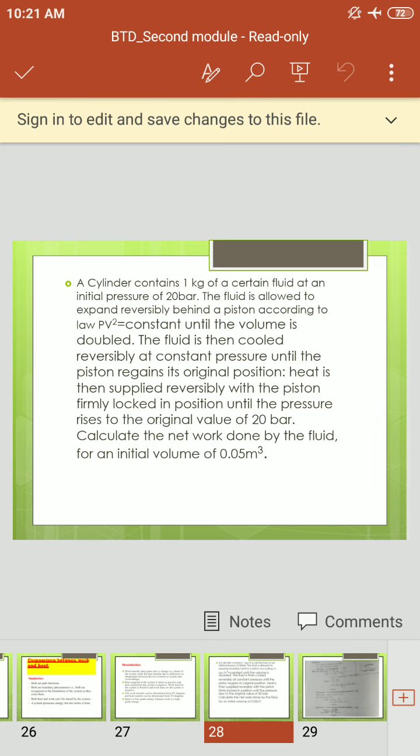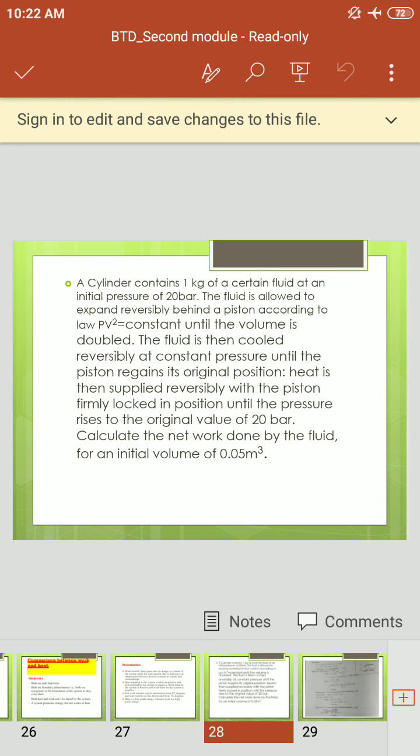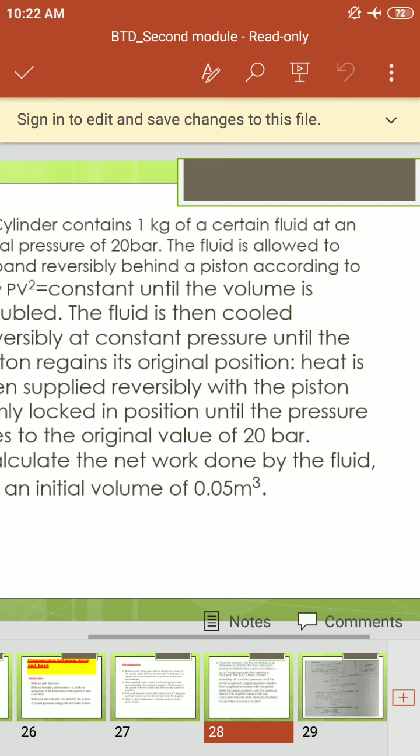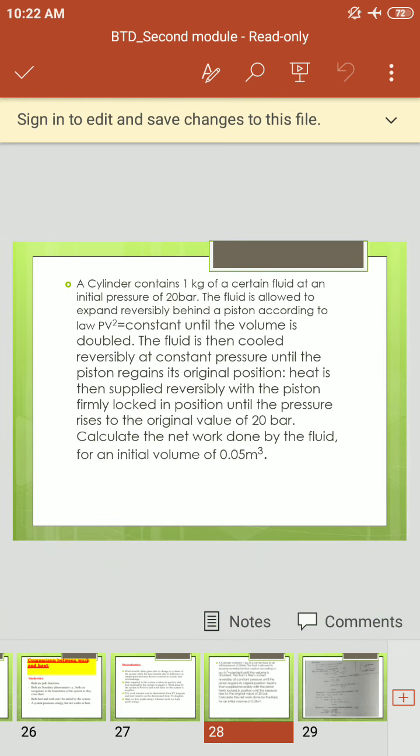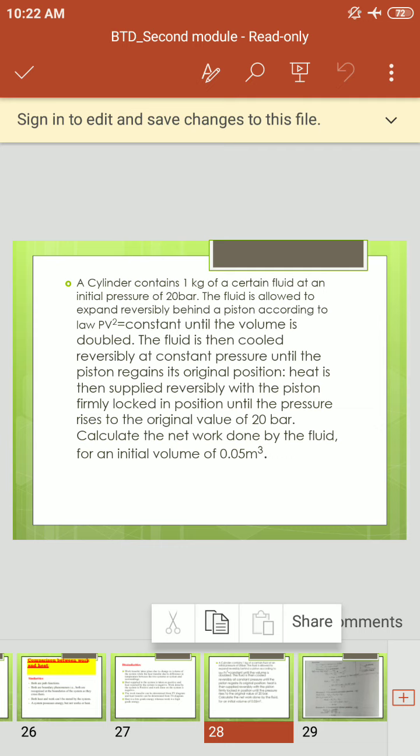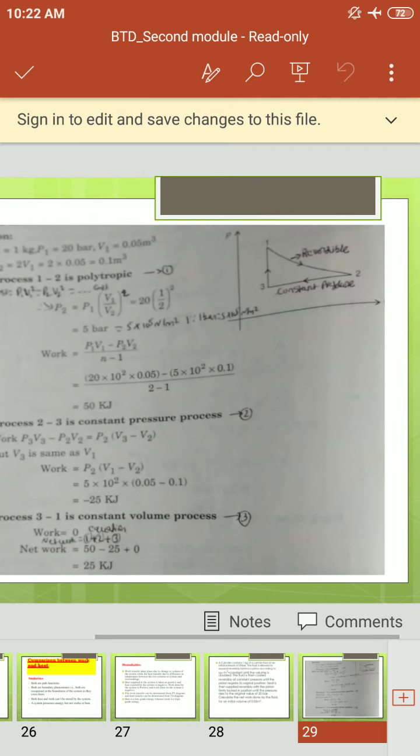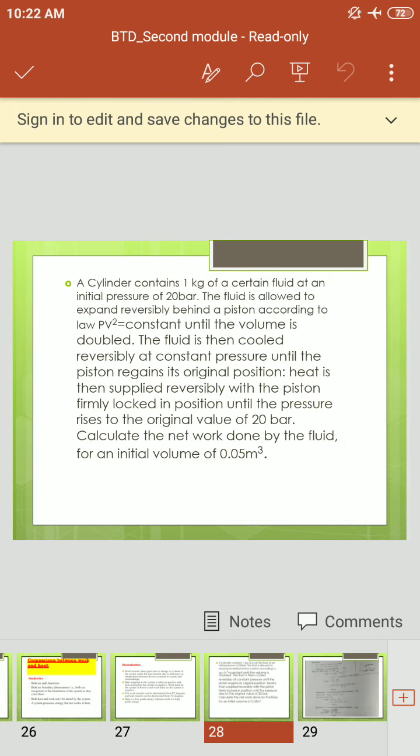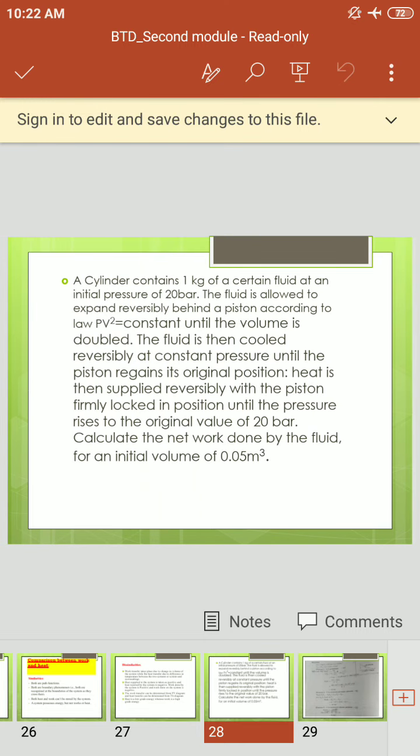Heat is supplied reversibly with the piston firmly locked in position until the pressure rises to the original value of 20 bar. Now you have to complete that process up to 20 bar. Initial pressure is how much? 20 bar. Therefore, you have to join from 3 to 1 with a straight line, because the end is 20 bar. Rise to the original value of 20 bar, that is P1.